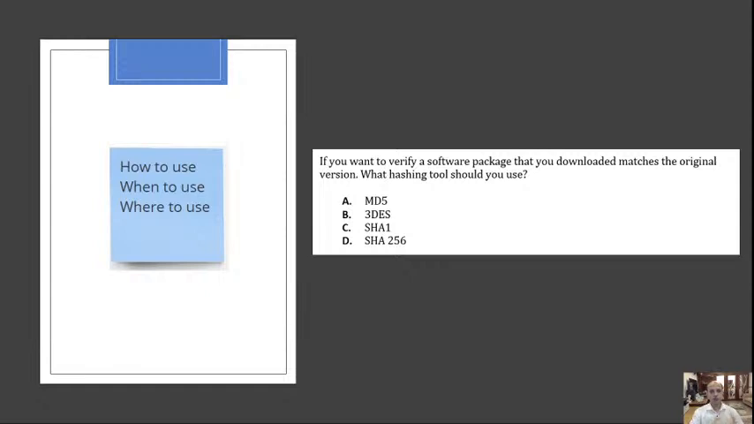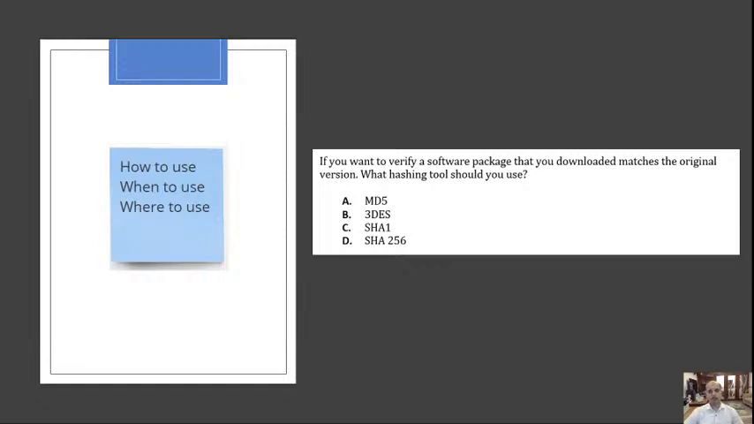And 3DES is not a hashing algorithm, so it will be the odd one out. So out of MD5, SHA-1 and SHA-256, we need to select one, and out of these three, SHA-256 is the best possible answer, right? So this type of question is about how to use, where to use, and when to use. How, when, and where, right?